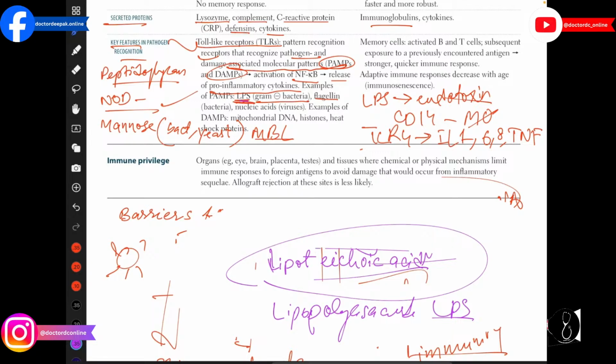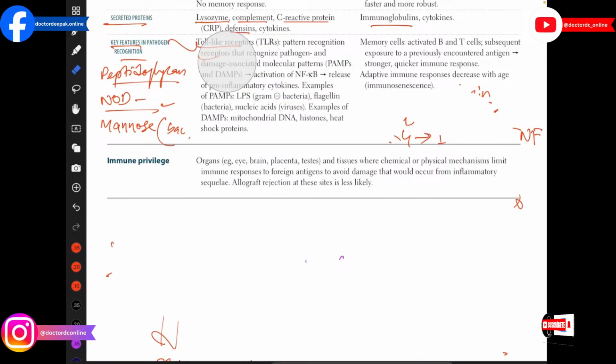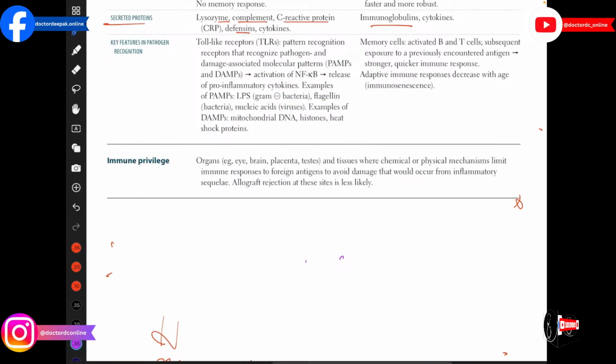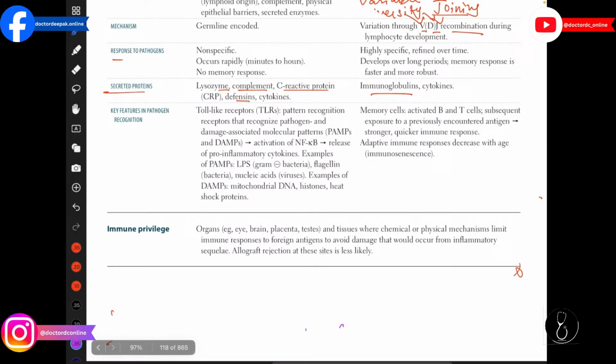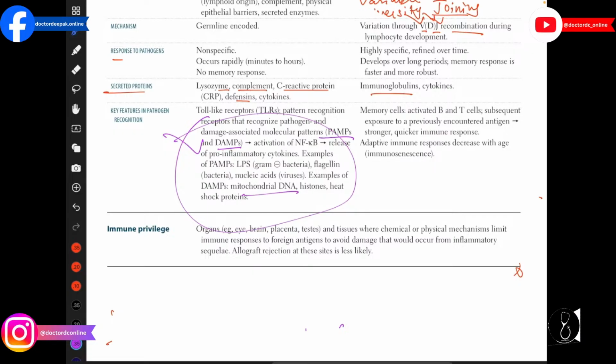LPS. Understand? This is all about innate immunity, how innate immunity recognizes pathogens and microorganisms by PAMPs and DAMPs, and there are different organisms. But whether it's LPS, peptidoglycan, or mannose, anything, they will give us the same response to every stimulus, every endotoxin, every component of a microorganism, because they are non-specific.